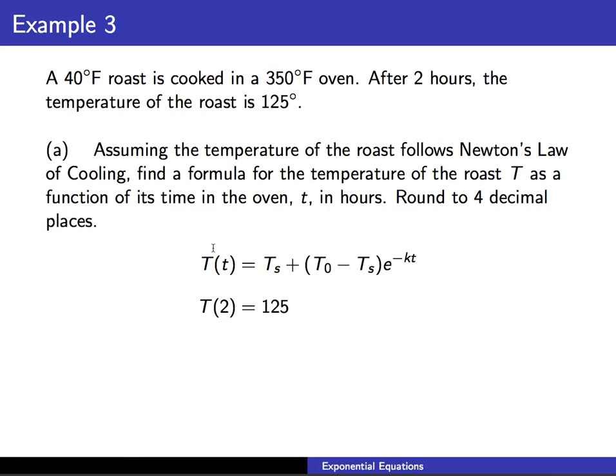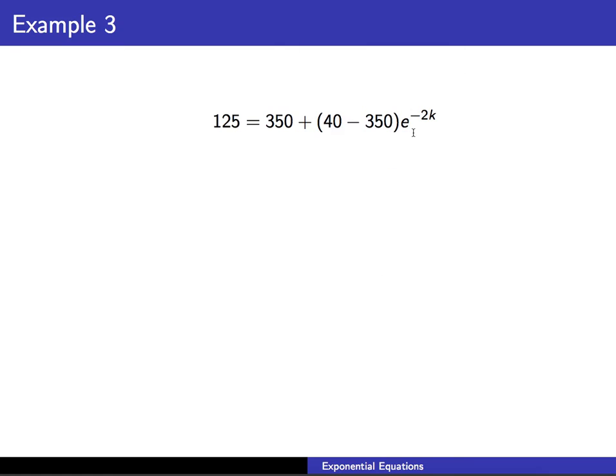So we can put 125 in for the left-hand side, and our surrounding temperature is 350 degrees. 40 degrees is our initial temperature, and the time, this value of t in the exponent, is 2. So that's what we're going to get. We could subtract 350 from both sides first, or actually, we can simplify this first, which is what I did here. 40 minus 350 is negative 310. Now we can subtract 350 from both sides. We get negative 225 equals negative 310 e to the negative 2k. We still want to get this e to the negative 2k by itself, so we'll divide both sides by negative 310.